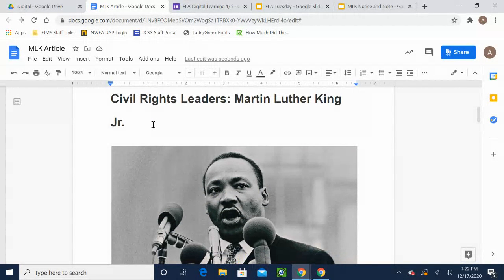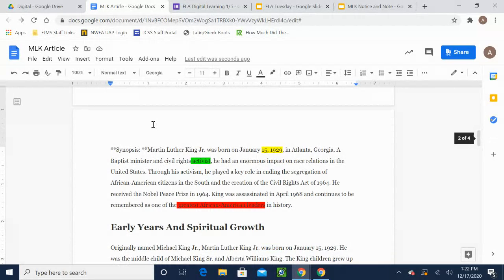Civil rights leaders, Martin Luther King Jr. Synopsis. Martin Luther King Jr. was born on January 15, 1929 in Atlanta, Georgia. A Baptist minister and civil rights activist, he had an enormous impact on race relations in the United States.